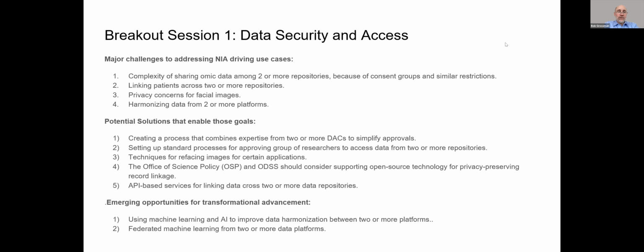Another, it's always a problem to get to data, but setting up a standard process for approving groups of researchers to access data from 2 or more repositories, so a research group with one application can more easily access data from multiple repositories. Techniques for refacing images for certain applications, encouraging NIH to take a role in creating open source technology for privacy preserving record linkage, using API-based services for linking data across 2 or more platforms.